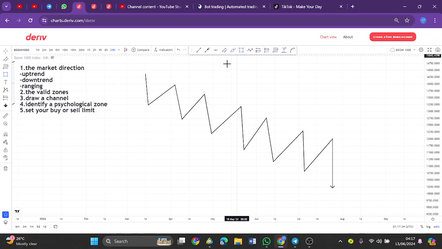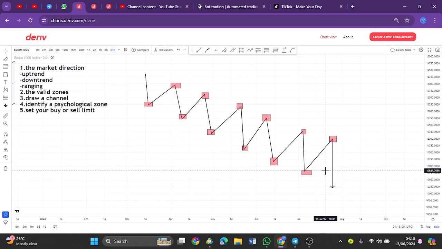Now we go to the next. The valid zones, of course, these are your valid zones. These ones, you mark them out. Now, this being your valid zones, we go to step number 3. We draw a channel. A channel is just connecting these zones.